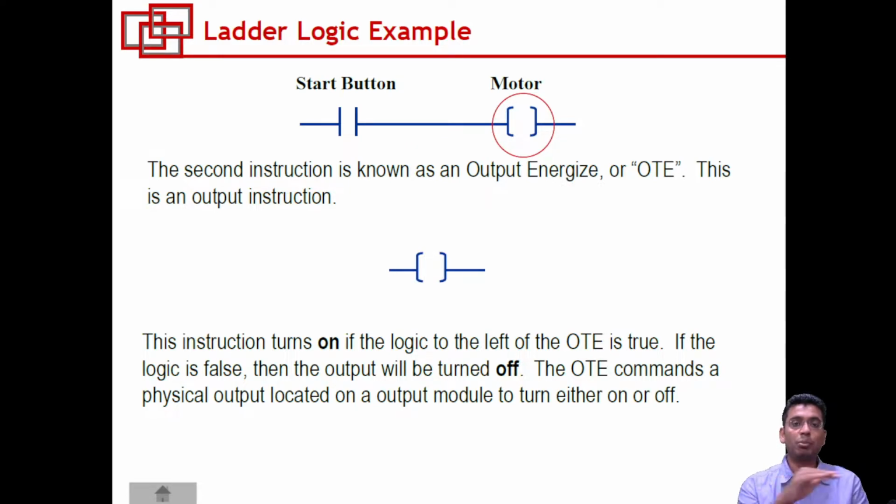Okay, that means if you talk about a particular rung, then all the input instructions would be to the left hand side of the rung, and to the right hand side of the rung, you will be getting all the output devices. Okay, so this is the symbol for an OTE device, that is output energize. Fine, this instruction turns on if the logic to the left of the OTE is true. That means if the logic to the left of the OTE, that is your input instruction here, is true, only then your output will energize, or turn on, otherwise it would remain in the off position. Fine.